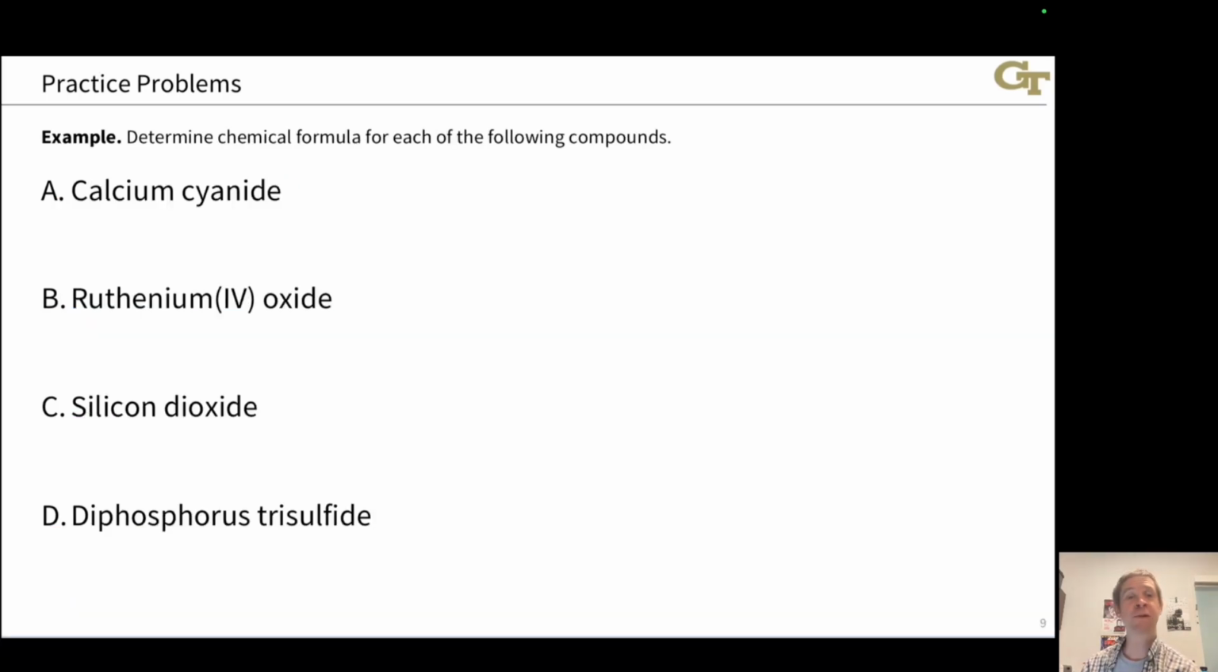We can also go in the opposite direction, determining a chemical formula from the name. And this uses the same conventions we've already discussed, just thinking in the opposite direction. So let's look at these 4 examples.